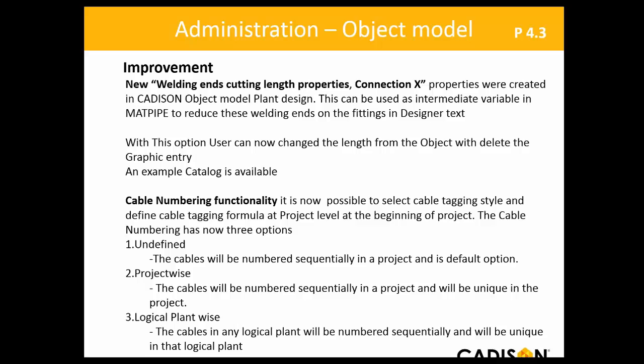The second point in the object model is the cable numbering functionality. It's now in a way that you can select the cable labeling or tagging style, and it is important that you can see this information at the project level. That is required to start in a project at the beginning to make these changes in a proper way. Here I want to make a note that you have to look mostly at the project part. We have here around 3 or 4 settings. I will show some a little bit later.